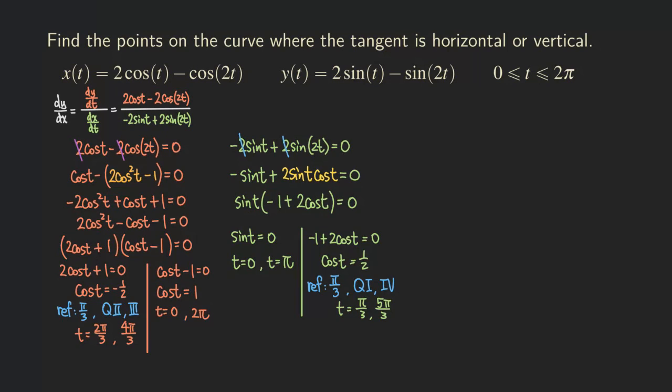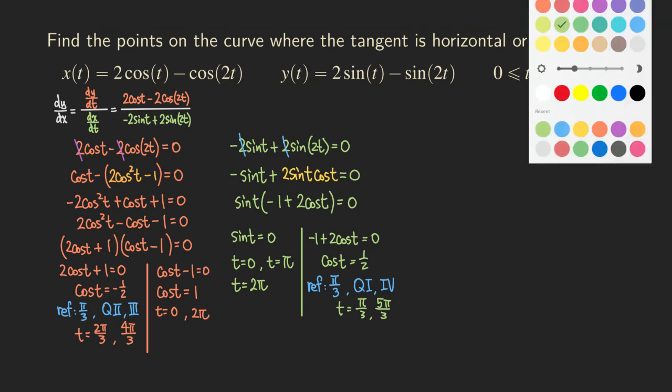There's one thing that I want to point out here, which is that there are t values that will actually make both the numerator and the denominator equal to 0. Oh, I forgot to mention that there was one more right here, which is t equals 2 pi, right? Because I almost forgot about the endpoint right here.